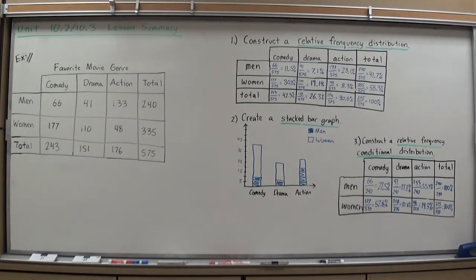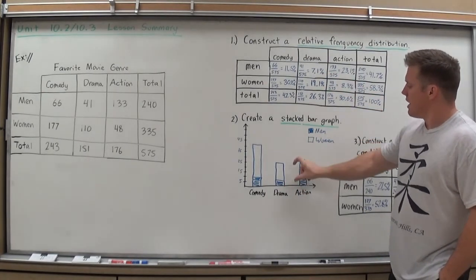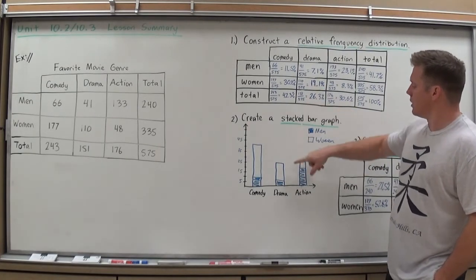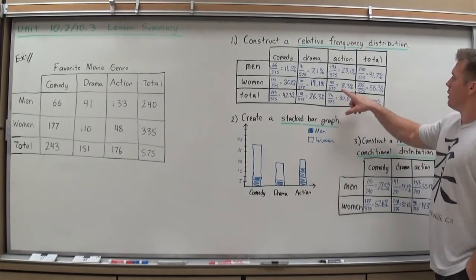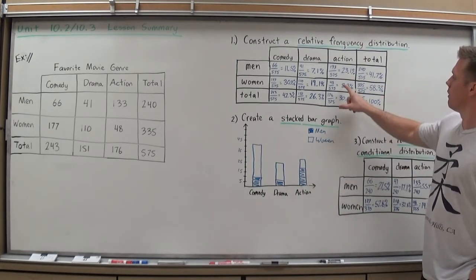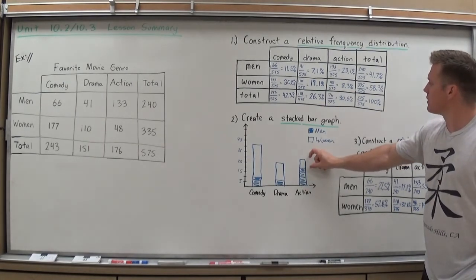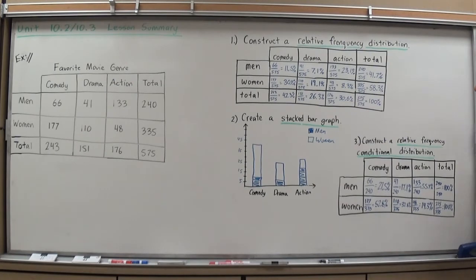And I would repeat that for the other ones, drama and action. Drama, up to 7.1 for men, adds another 19.1 for women to reach a total height of 26.3. Then a 23.1 bar for men, action, coming to here, adding another 8.3 bar to that gives me a stacked bar total of 30.6 for action. And then I wouldn't put the totals on the bar graph, obviously.